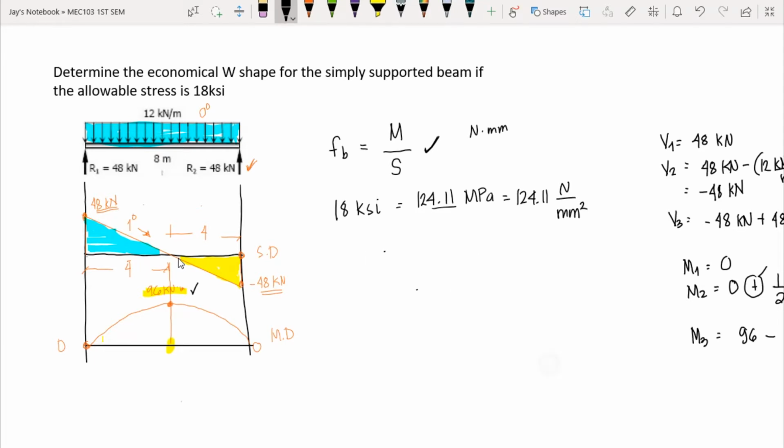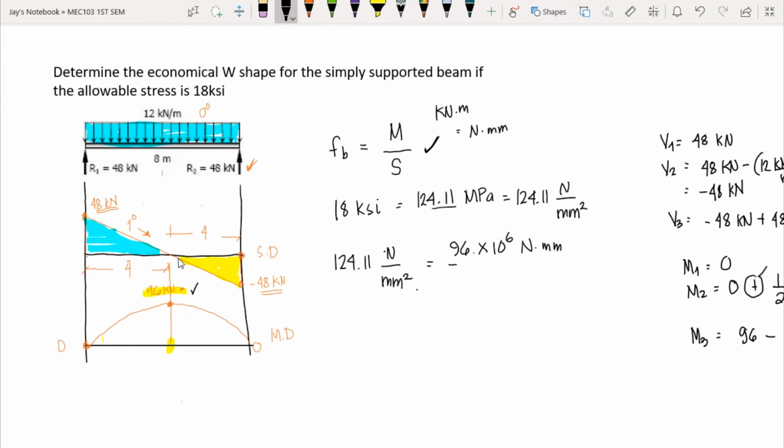So we have our FB, which is 124.11 Newton per square millimeter, equal to the maximum moment, which is 96 times 10 raised to the 6, that is now in Newton millimeter. So I converted kilonewton meter to Newton millimeter by multiplying by 1 million to our value. So remember the conversion.